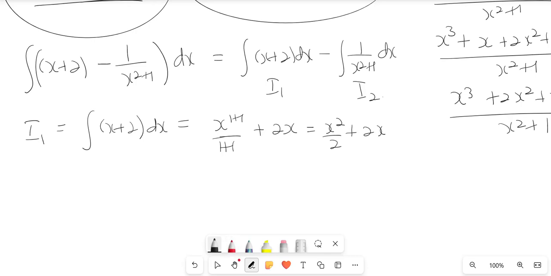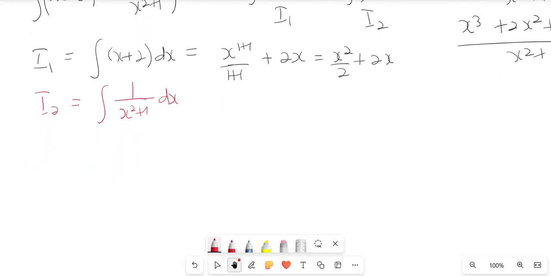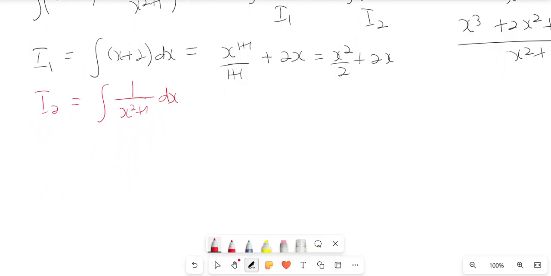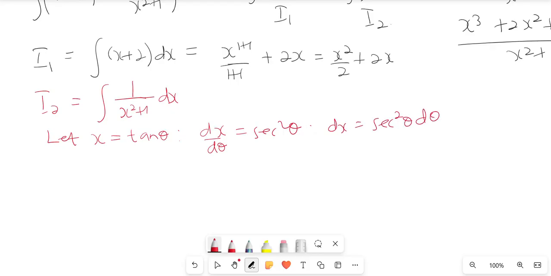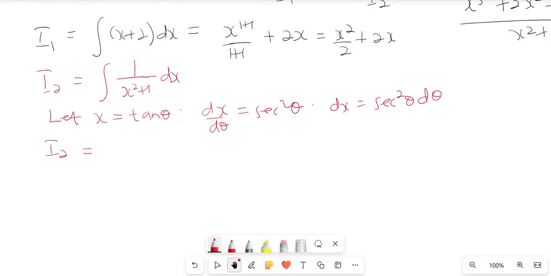The second integral, I2, is equal to the integral of 1 over x squared plus 1 dx. So we can use the trig sub. We can let x be equal to tan theta. Then dx is equal to secant squared theta d theta. So we can take everything from the x world into the theta world.